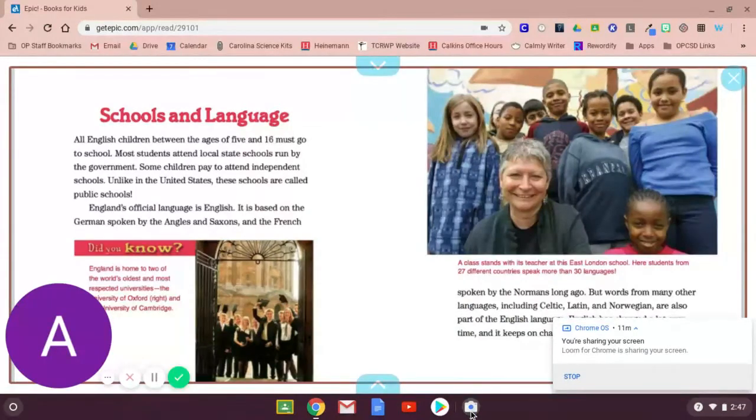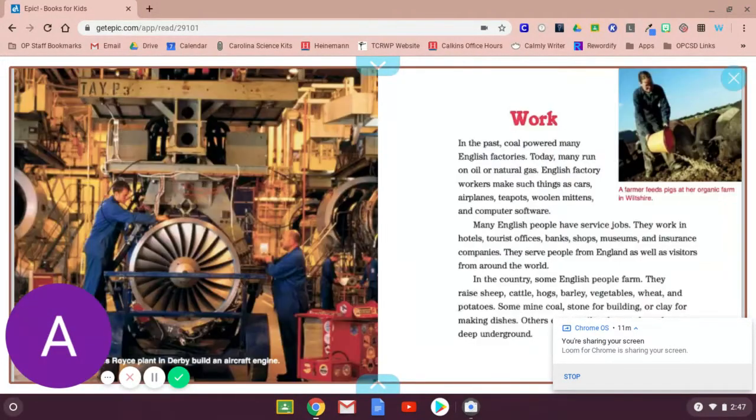Otherwise, I'm going to go back to our book and I'm going to read about the work that they do. Okay, so in your graphic organizer, there is a section about the types of jobs that people in England do or have. So let's read about that and see if we can collect any information from our facts and from our images as well as these labels, because we know label plus fact equals more knowledge.